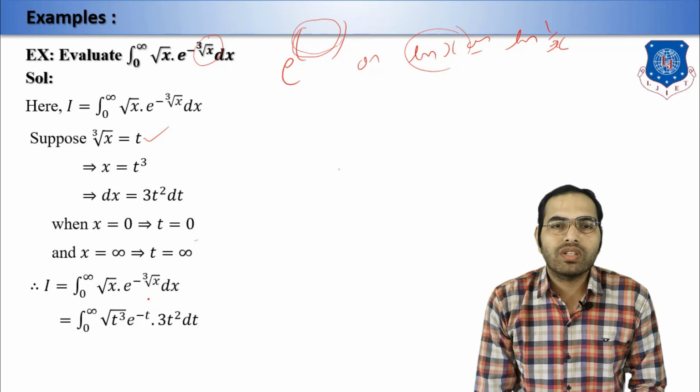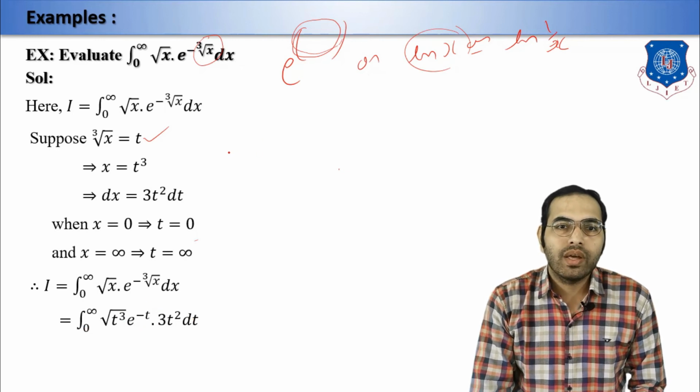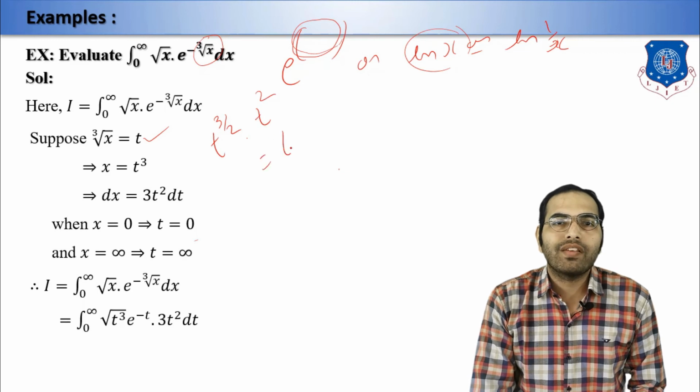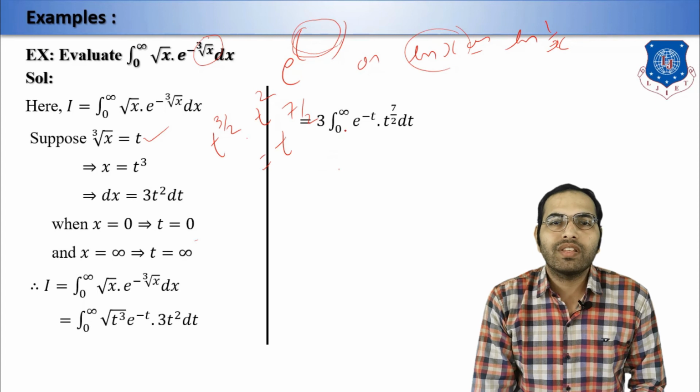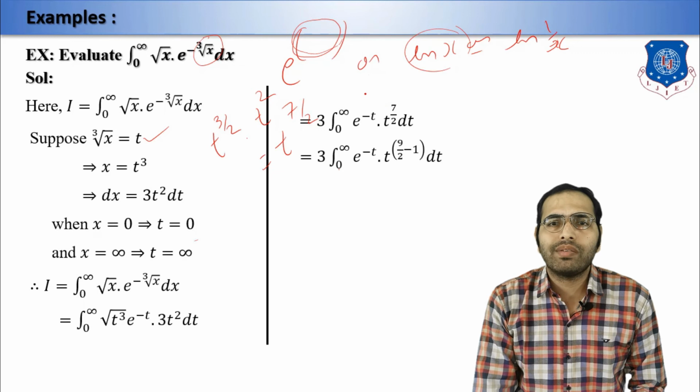Here 3, which is constant, comes out, and we have the square root of t cube, which we can write as t raised to 3 by 2, and with t square, that will give you t raised to 7 by 2. Then 3, which is constant, comes out: integral 0 to infinity e raised to minus t, t raised to 7 by 2 dt. Here we are converting it into the form of the definition of gamma function.